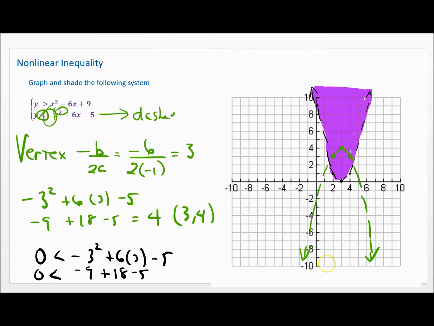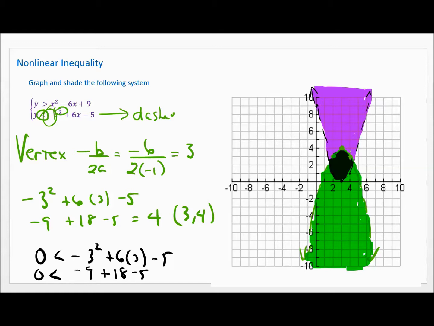So in green, I'm going to attempt to shade. Good news is the highlighter worked this time. I really like the purple and the green together because that shows the answer is the black part. It's where both of them are shaded. So that's the last system that I wanted to shade for you and do all the graphing that way.